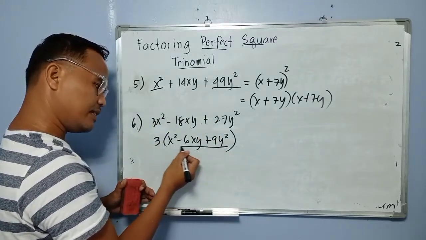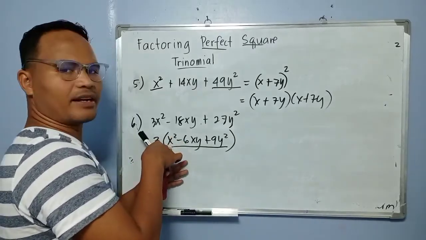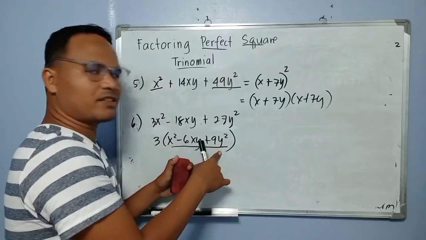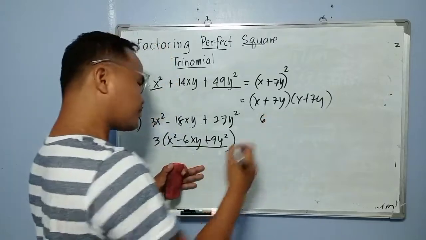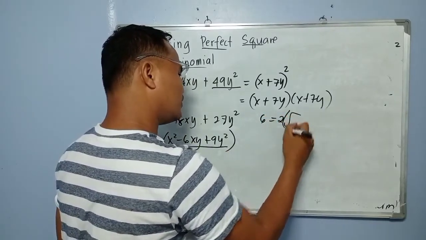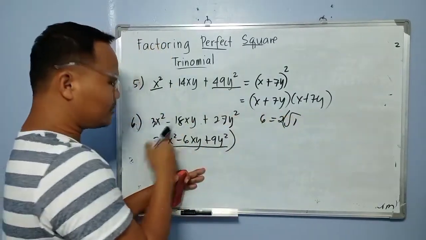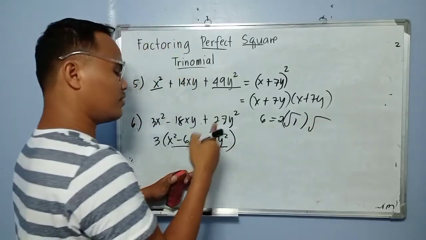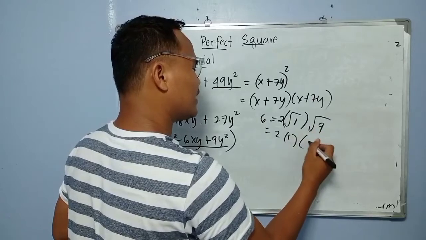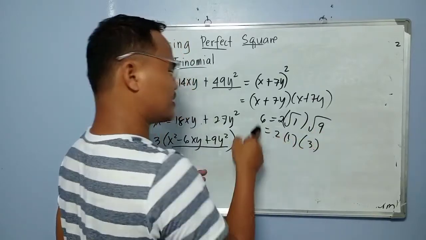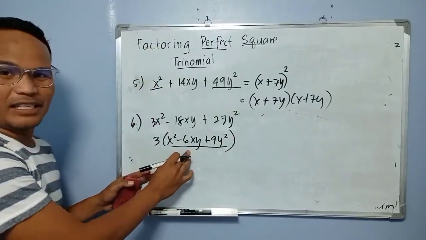Now, is this a perfect square trinomial? Let us check. Is x squared a perfect square? Yes. Is 9y squared a perfect square? Yes. How about the coefficient of the middle term? That's 6. Is it equal to twice the product of the square root of the first term and the square root of the third term? The square root of 1 is 1, the square root of 9 is 3, and 2 times 1 times 3 is equal to 6. Therefore, this trinomial is a perfect square trinomial.